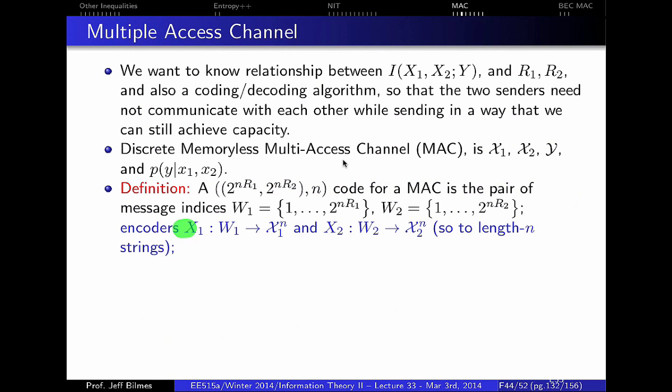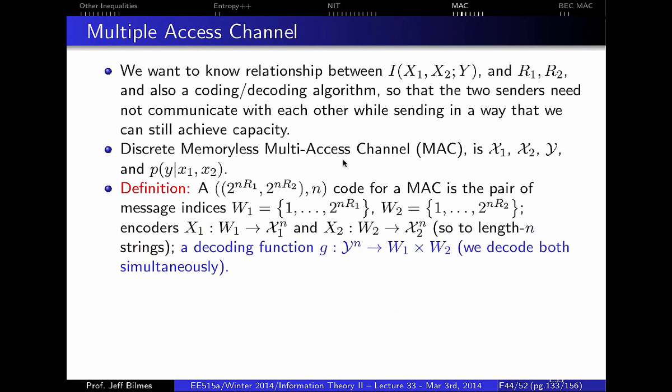So we've got these mappings, these encoders, that go from message indices to code words, to sequences of source symbols. And then a decoding function. What New York needs to do is take what it received and come back with two integers, the Seattle message and the San Francisco message. And it's sufficient to assume that there's a uniform distribution.